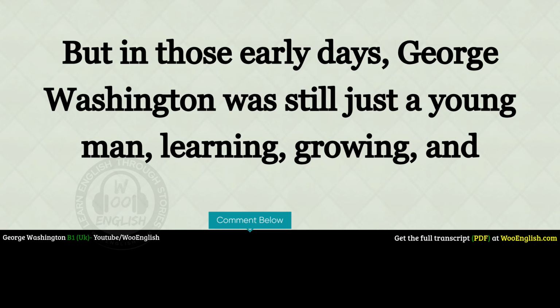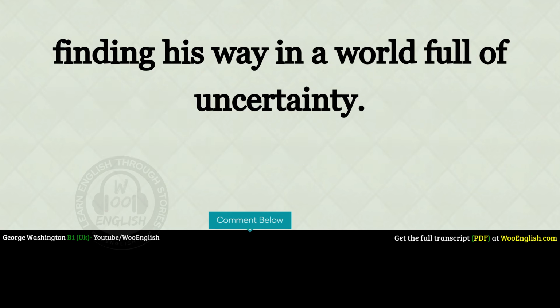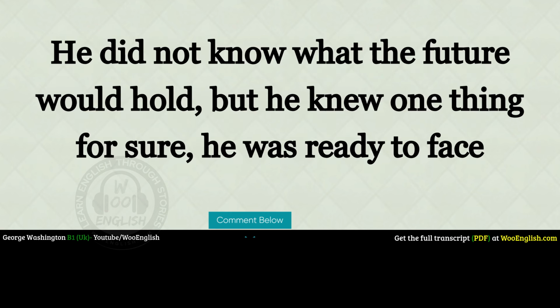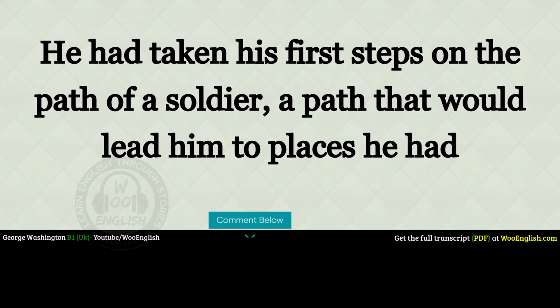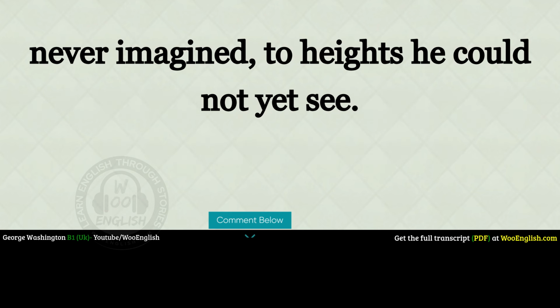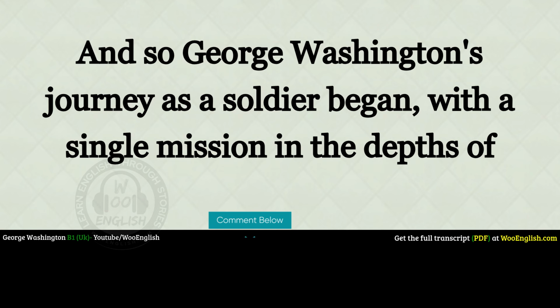But in those early days, George Washington was still just a young man, learning, growing, and finding his way in a world full of uncertainty. He did not know what the future would hold, but he knew one thing for sure. He was ready to face whatever came his way. He had taken his first steps on the path of a soldier, a path that would lead him to places he had never imagined, to heights he could not yet see. And so, George Washington's journey as a soldier began.